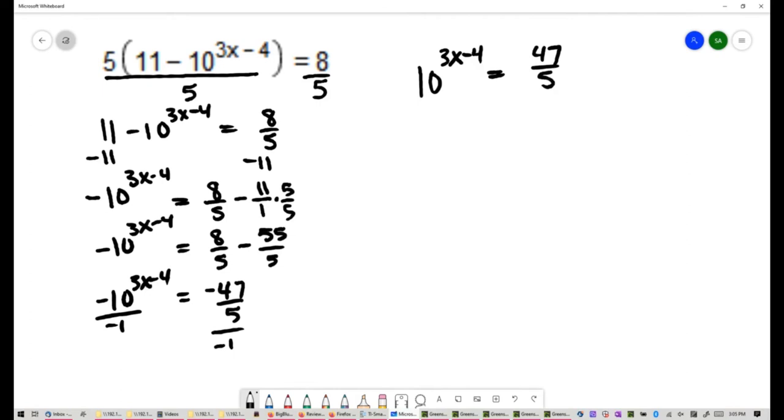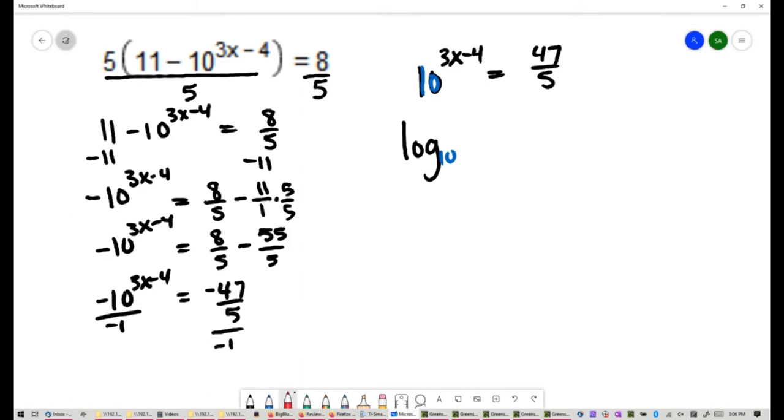So now that we have that exponential isolated, we will use one of our techniques. We can take the log of both sides. We can convert to an exponential. And on this one, because I have a base of 10, I'm going to convert to a log, because a base of 10 is something that I do have on my home screen. We're going to use a base of 10.